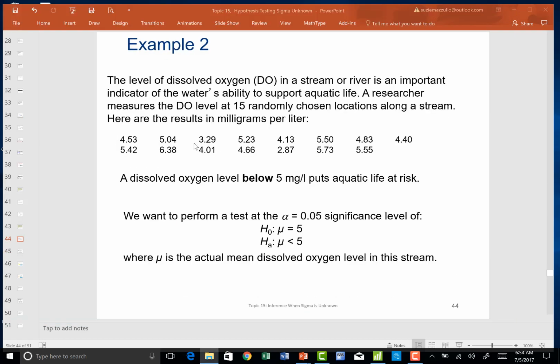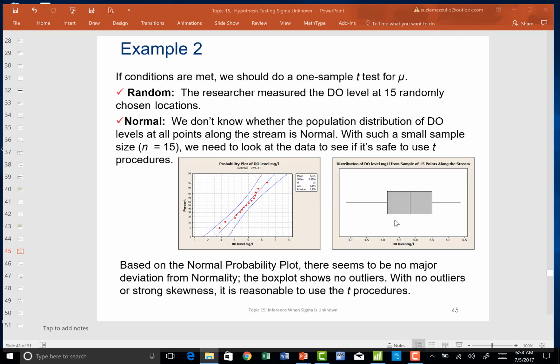So looking at this example, we have dissolved oxygen. We're looking to see if the mean dissolved oxygen is less than 5. If it's less than 5, it puts aquatic life at risk. So we're testing to see if aquatic life is at risk. We see that the data is normally distributed, no outliers, so it's reasonable to assume that our sampling distribution is normally distributed. However, we don't know what the population standard deviation is, so we're in the student's T distribution.